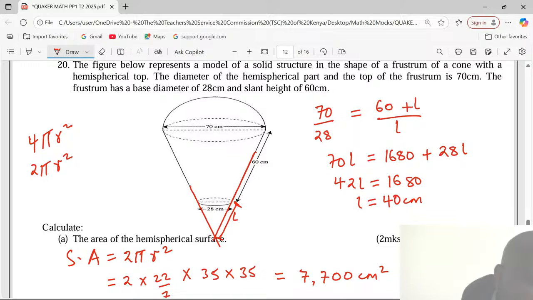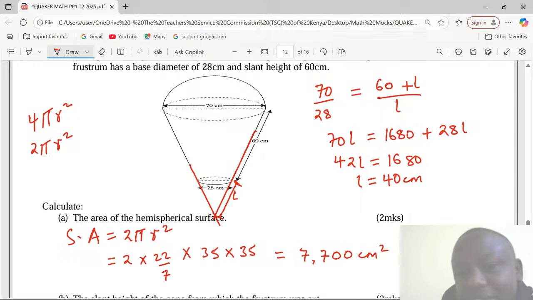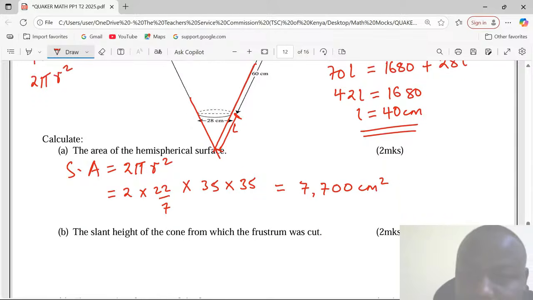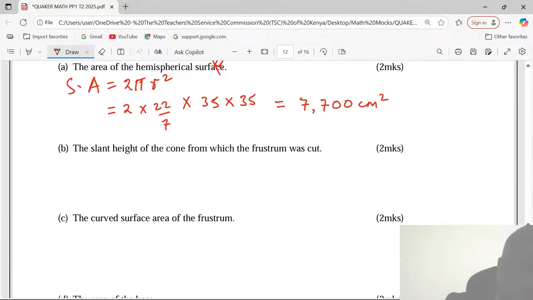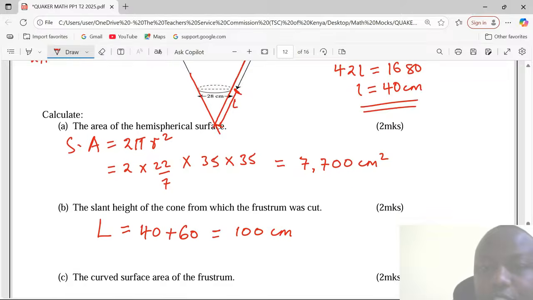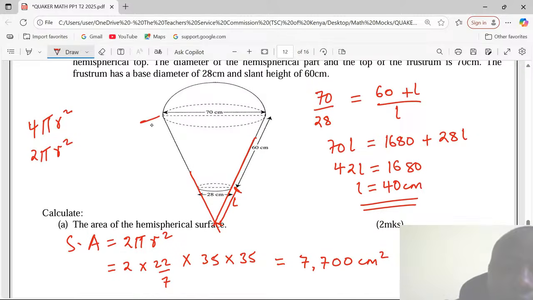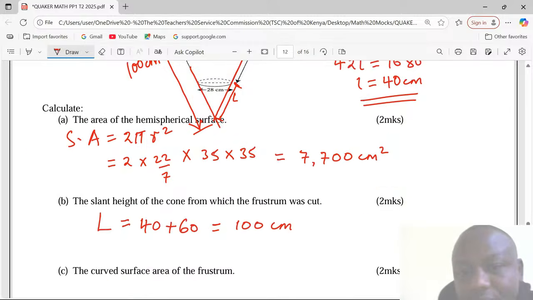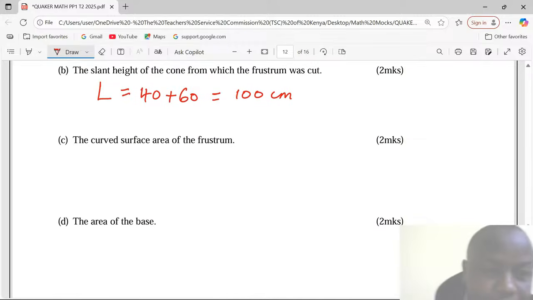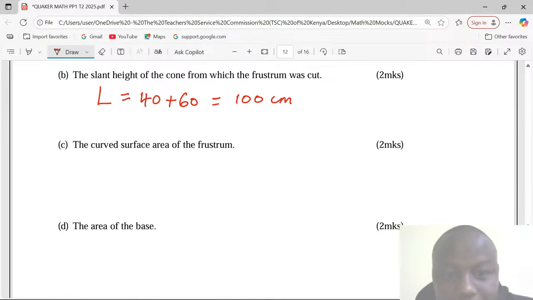So the smaller cone, which was cut off, has a slanting edge of 40. What did you want? Slant height of the original. So for the original, capital L equals 40 plus the 60 that remained, which is 100. So for the original cone, we shall have the 40 and the 60 giving us 100 centimeters. Part C, the curved surface area of the frustum.